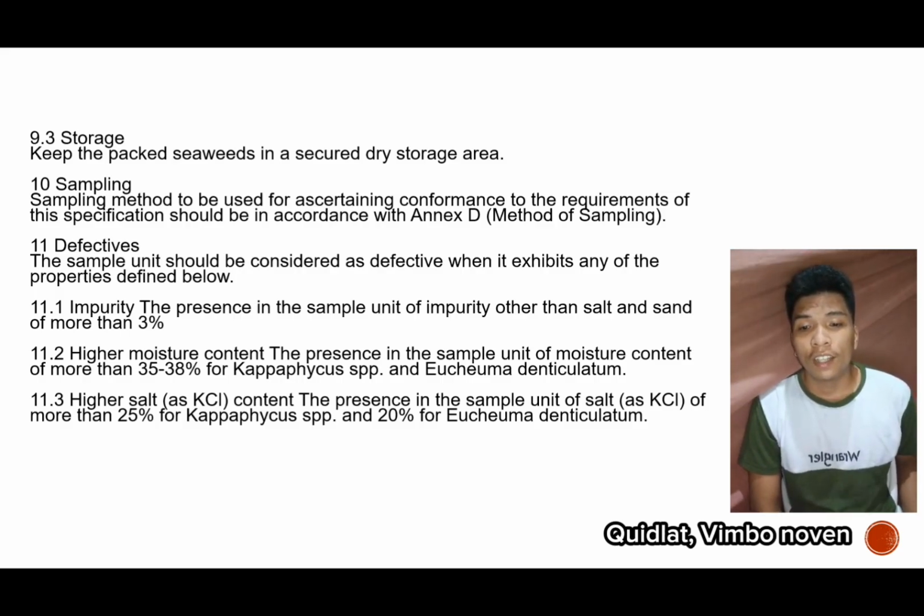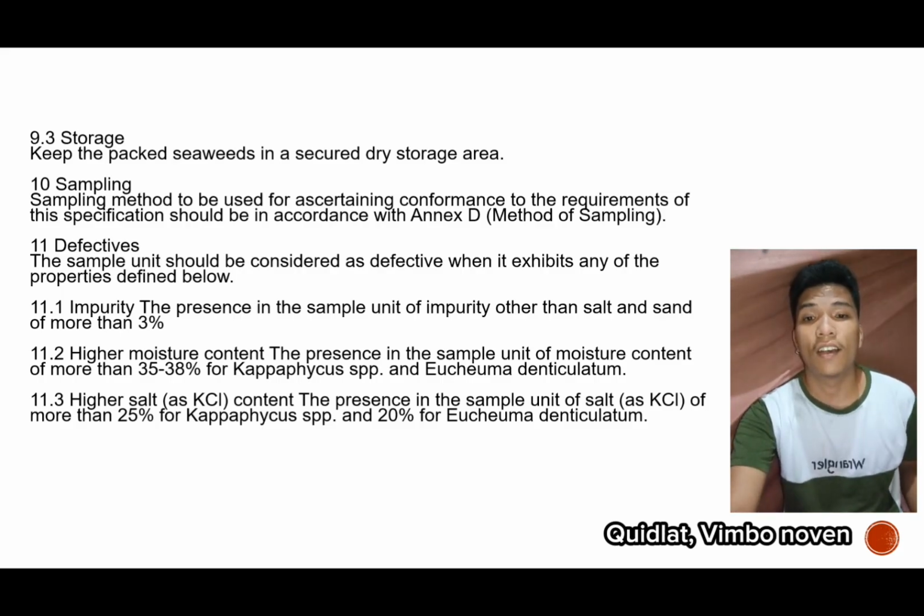Higher moisture content. The presence in the sample unit of moisture content of more than 35 to 38% for Kappaphycus spp. and Eucheuma denticulatum. Higher salt as KCl content. The presence in the sample unit of salt as KCl of more than 25% for Kappaphycus spp., and 20% for Eucheuma denticulatum. That's all.